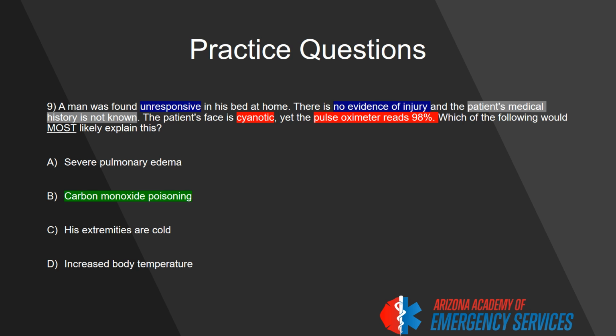And what that means is hemoglobin is the protein component in red blood cells that actually attaches to and carries oxygen through the bloodstream. Carbon monoxide binds to hemoglobin 270 times more than an oxygen molecule does, which means if there's carbon monoxide present in the bloodstream, it's going to take up all those valuable spots on hemoglobin, and oxygen is not going to be able to effectively be transported through the bloodstream.